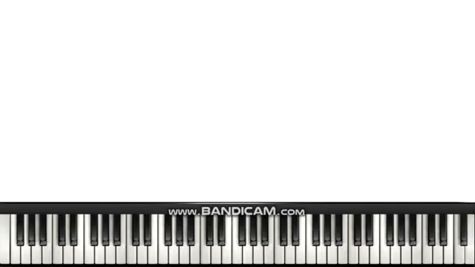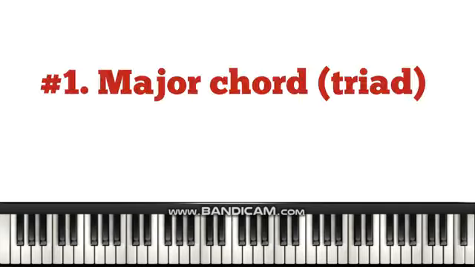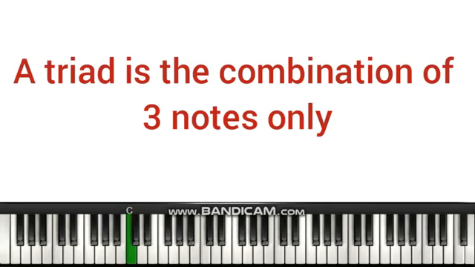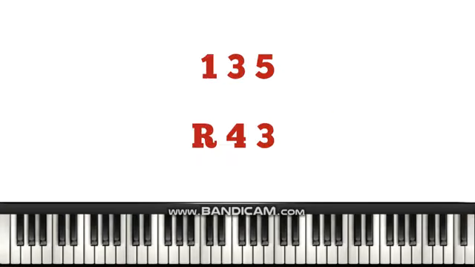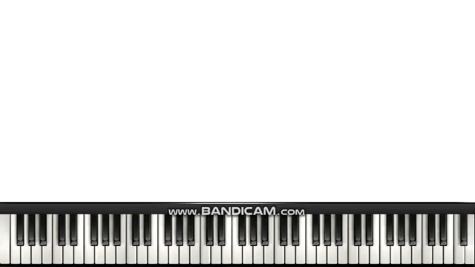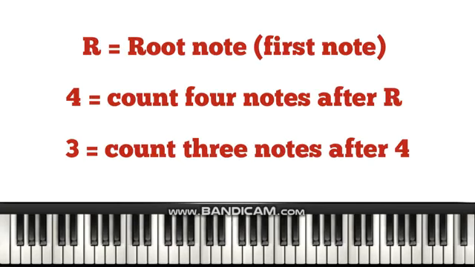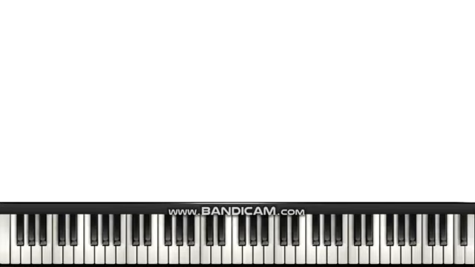Number 1 is a major chord. To form a major chord using C, a major chord has the formula 1 3 5 or R 4 3, where R is the root note, which I've explained before, and 4 is to count 4 notes after the root note. Then 3 is to count 3 notes after you have gotten the 4 notes.